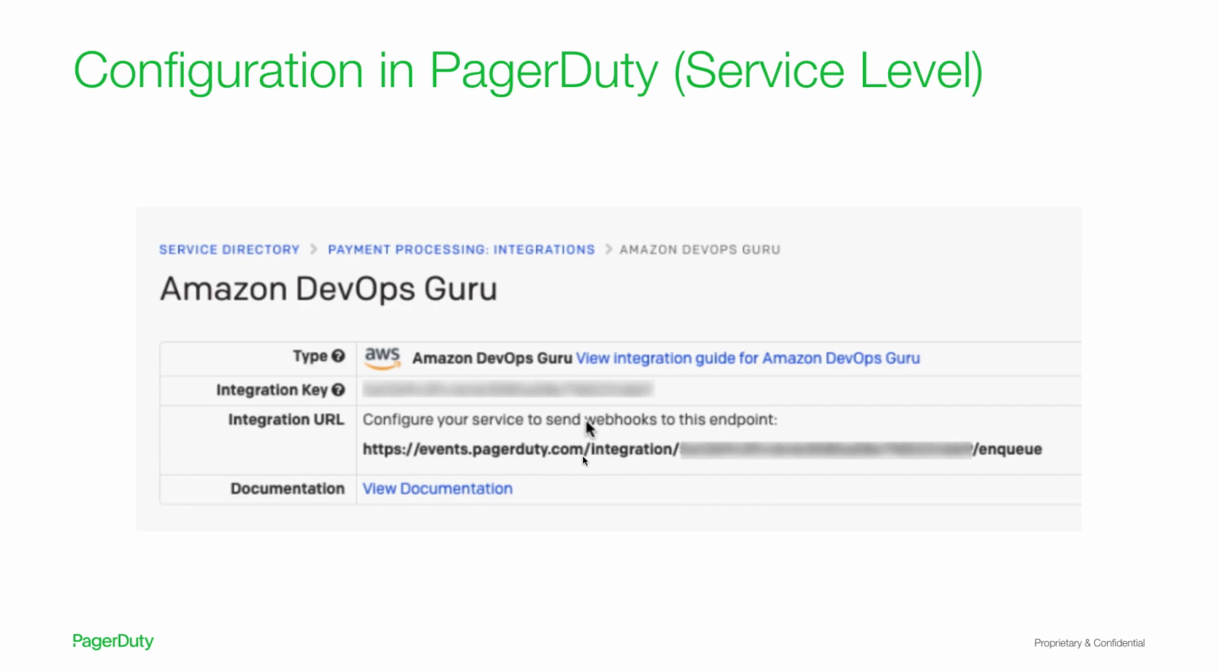To set up a service level integration with DevOps Guru, you need to navigate to the service directory and select the service you would like to integrate. Once on the services page, click the integrations tab and then select add a new integration to this service. Give the integration a friendly name and then search and select Amazon DevOps Guru as the integration type. Your integration key will then be found on the integrations page.